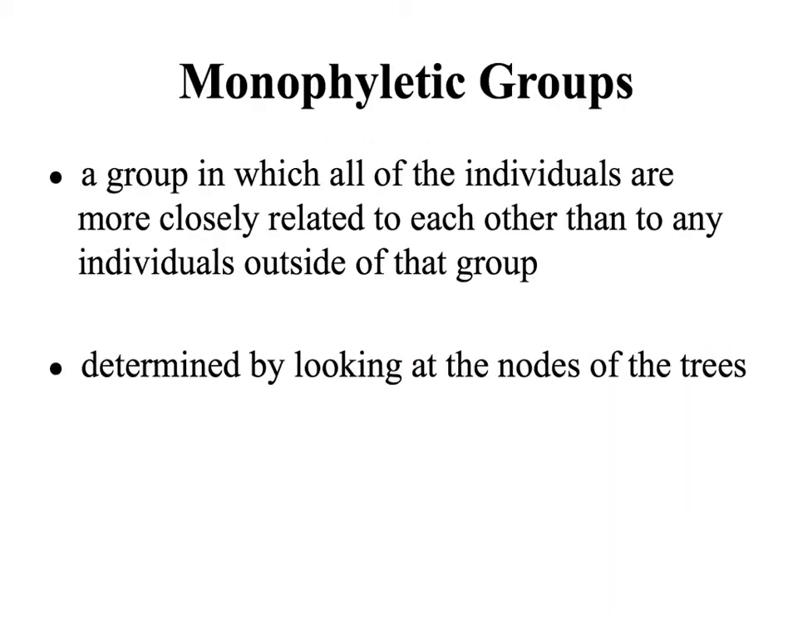The overall goal of phylogenetics is to determine evolutionary relationships and place all living organisms into monophyletic groups. A monophyletic group is a group in which all individuals are closely related to each other, and they're more closely related to each other than to any other outside group. This means that when we place these organisms onto a phylogenetic tree, a monophyletic group will include a common ancestor and all the descendants branching off of it.